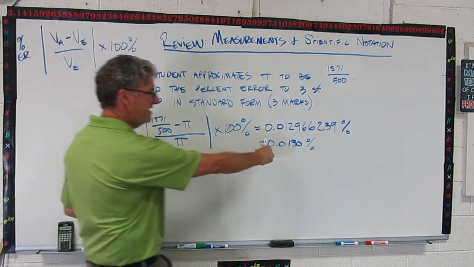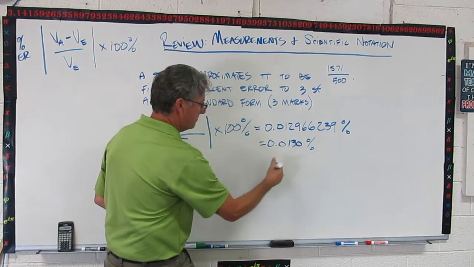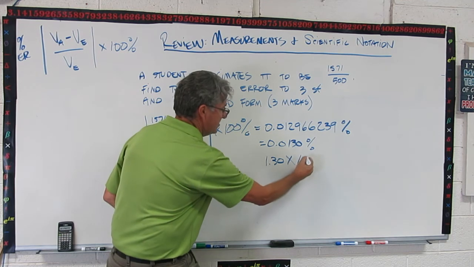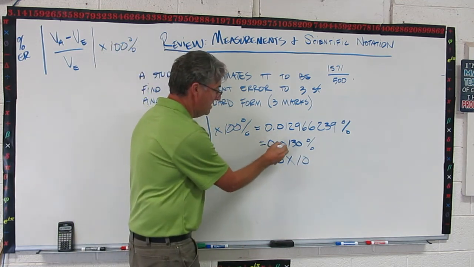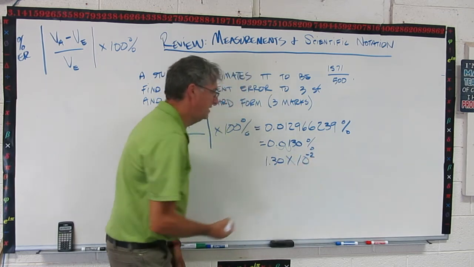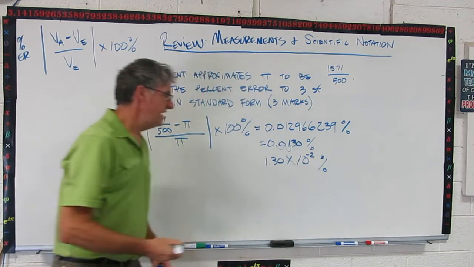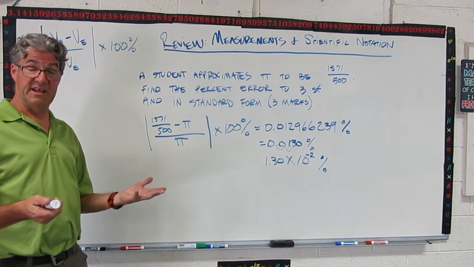So we're going to take this and we're going to go, okay, there's where my decimal place is going to be. My 3 sig figs are right there. So it's going to be 1.30 times 10 to the something. And now I'm going to move my decimal to get there. 1, 2. That's going to the right, so that's -2. So there's the percent error in standard notation, or standard form as they like to call it.